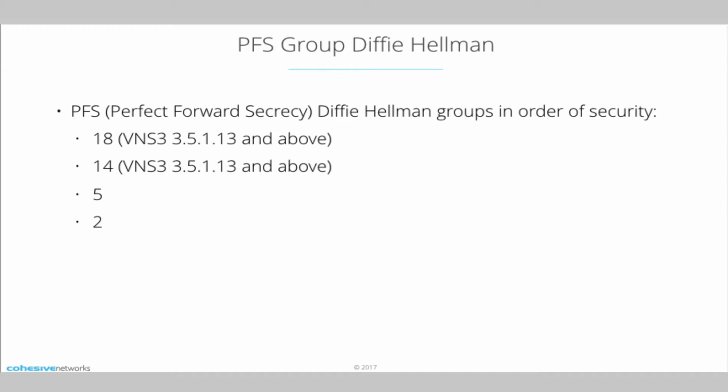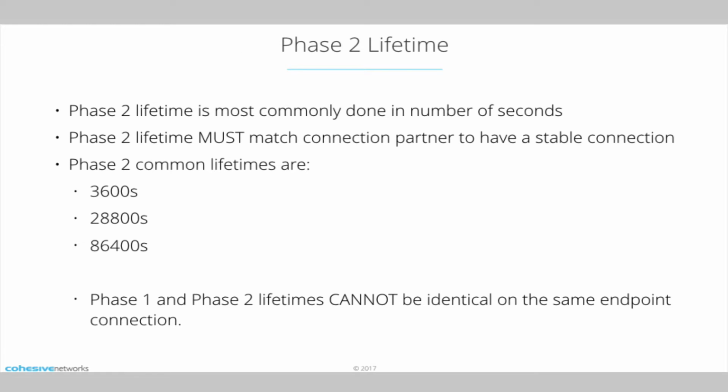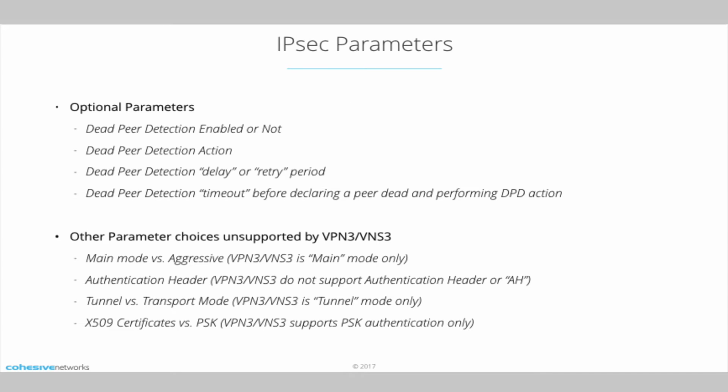Group 2 is still very common. Group 5 has recently been the gold standard, but as there's been more concern about the ability to decrypt traffic, people are moving to 14 and 18. Phase 2 lifetime, same thing. Common lifetimes are 3600, 28800, and 86400. The key there is that they can't be the same for the same connection. Same rules apply.